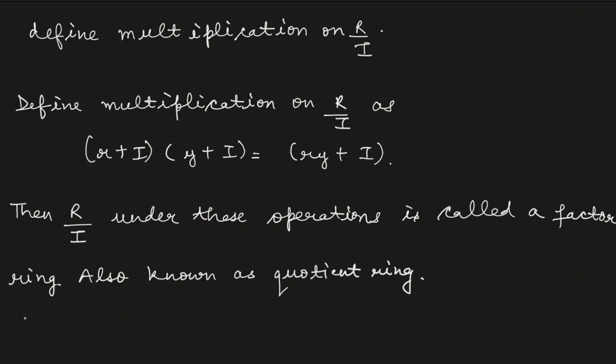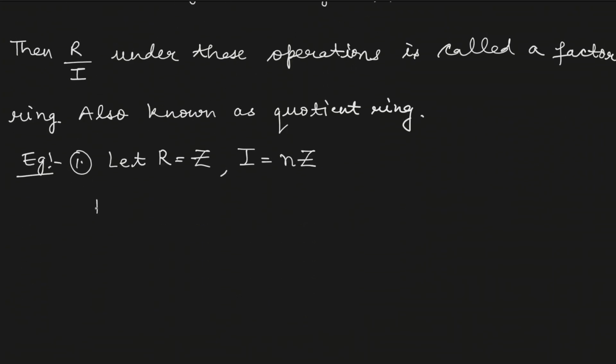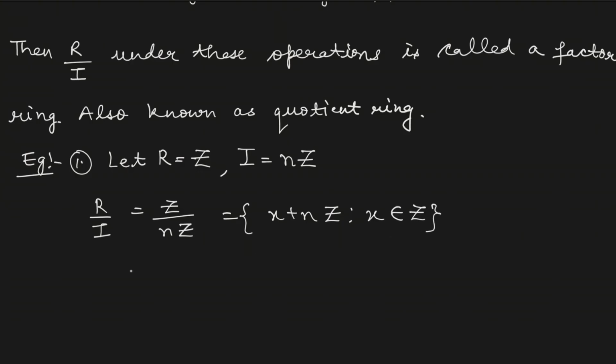Now some examples. Let ring R be the set of integers, and ideal I equals nZ. Then R/I, this is Z/nZ, which is the set of cosets x plus nZ, where x belongs to Z.